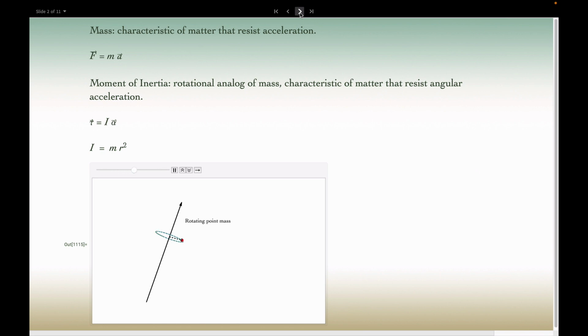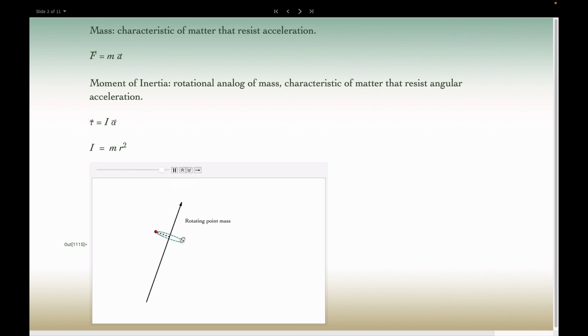Now, mass can be thought of as a characteristic of matter that resists acceleration. So we see from Newton's law that to change the velocity of a mass, a force is required. Moment of inertia is considered the rotational analog of mass, it being the characteristic of matter that resists angular acceleration. So notice to change the angular velocity, a torque or twisting force is required.